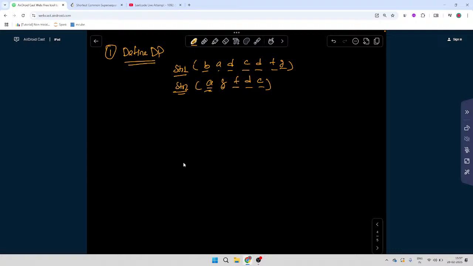Cool. So we'll start with the first, zeroth index in str2. This is for str1, right? And this is the temporary string. So this I call here 2 because this is the second index.